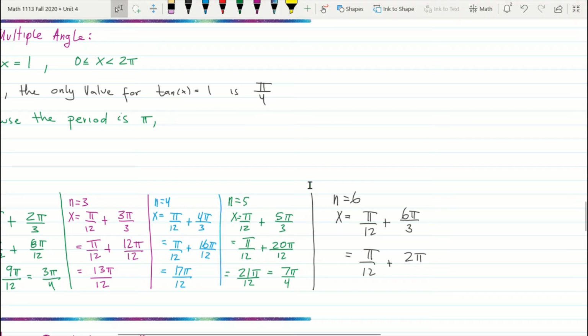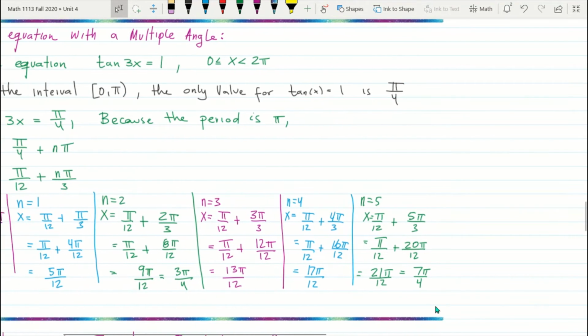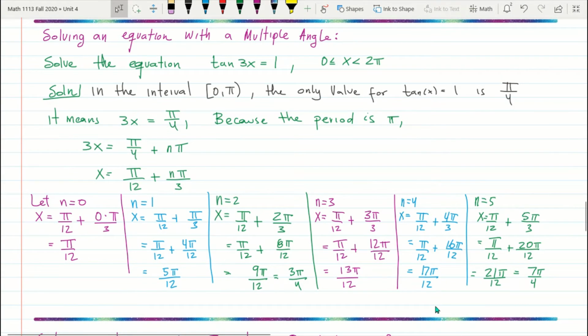So, in other words, all the way up until n equals 5 is where the solutions actually happen. So I don't have to do any more. It only has 6 solutions. So there are only 6 places between 0 and 2 pi where tangent equals 1. But more specifically, these are the x values that, when I multiply them by 3 and plug them into tangent, give me 1. Okay?